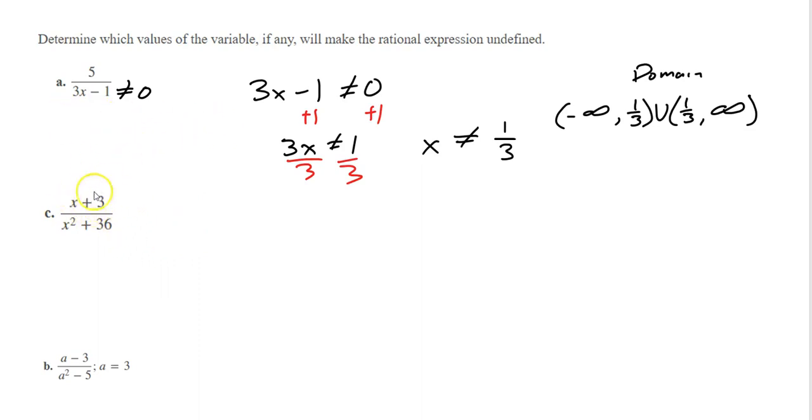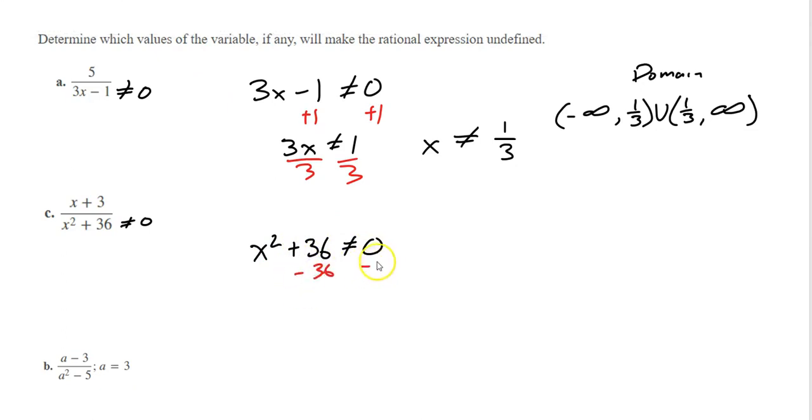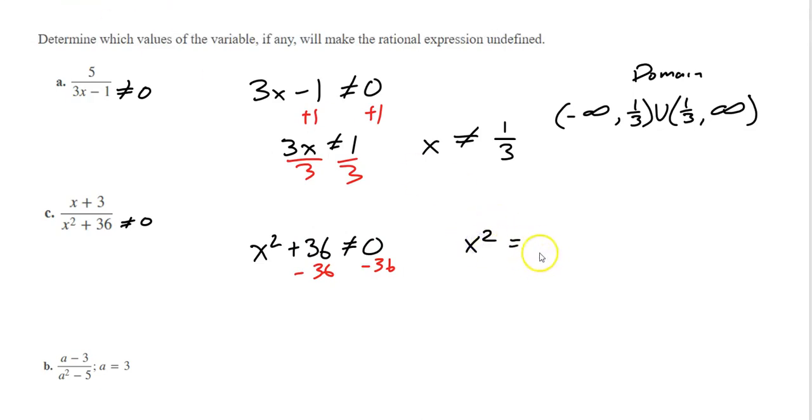Going on here. Notice I'm not worried about the top part. I'm just worried about this. The denominator cannot equal 0 here. Well, let's figure this out. I've got x squared plus 36 cannot equal 0. Come in here and subtract 36 from both sides. I end up getting x squared equals negative 36. I will take the square root of both sides.